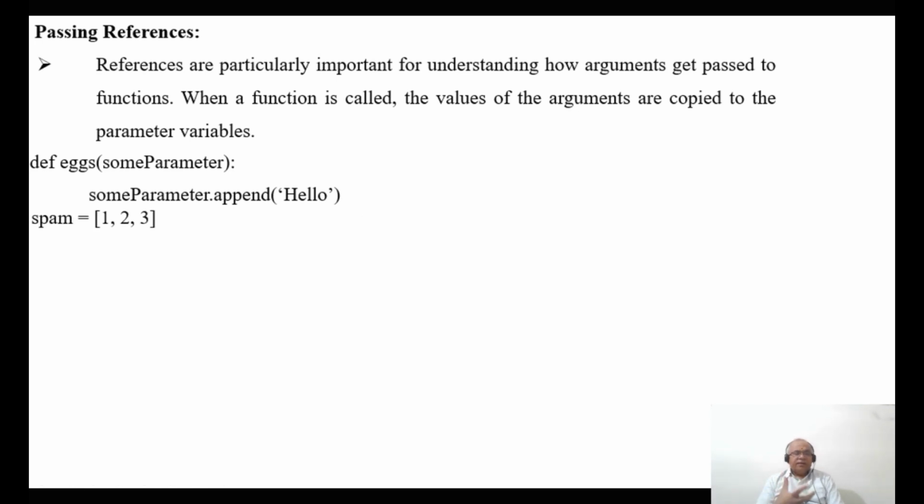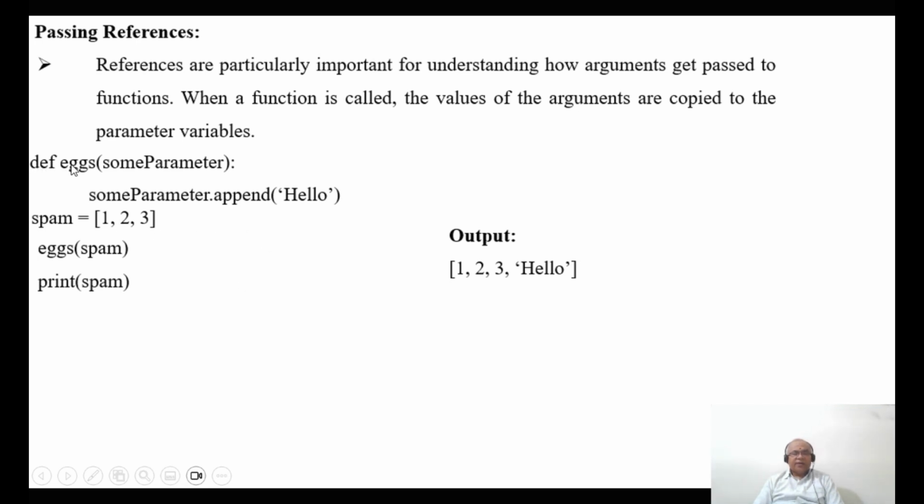So I am defining the variable spam, which has a list of values 1, 2, 3. It's a single list. And I am calling that function x(spam). x is the name of the function and spam is the parameter which you are trying to pass. Then print spam. Then what happens? The output will be 1, 2, 3, hello. How exactly is it working?